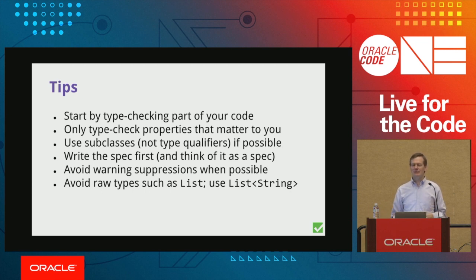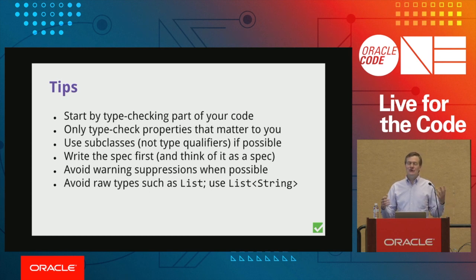Another is only type check the properties that matter to you. Some people will say, wow, this is the best thing ever. I'm going to use 20 type systems all at once. This is insanity. You don't need all those. There's something that really matters to your business case. And again, start with that. Later, maybe you can add another one.